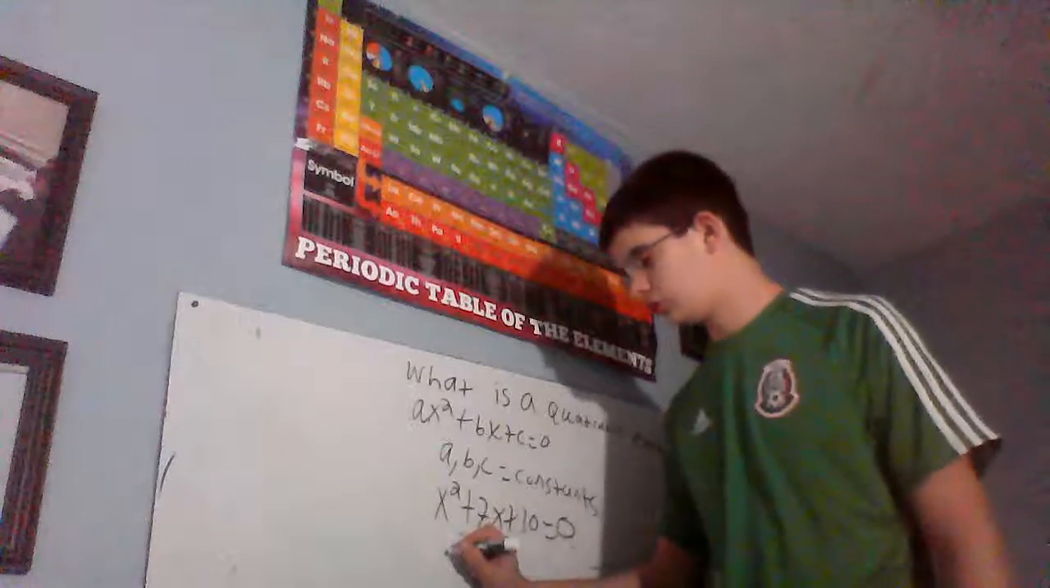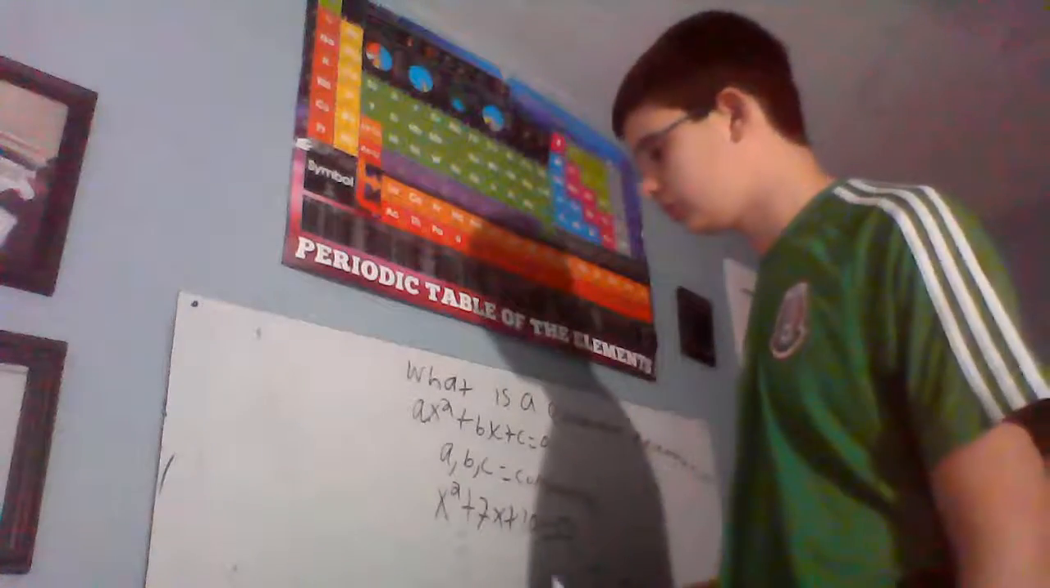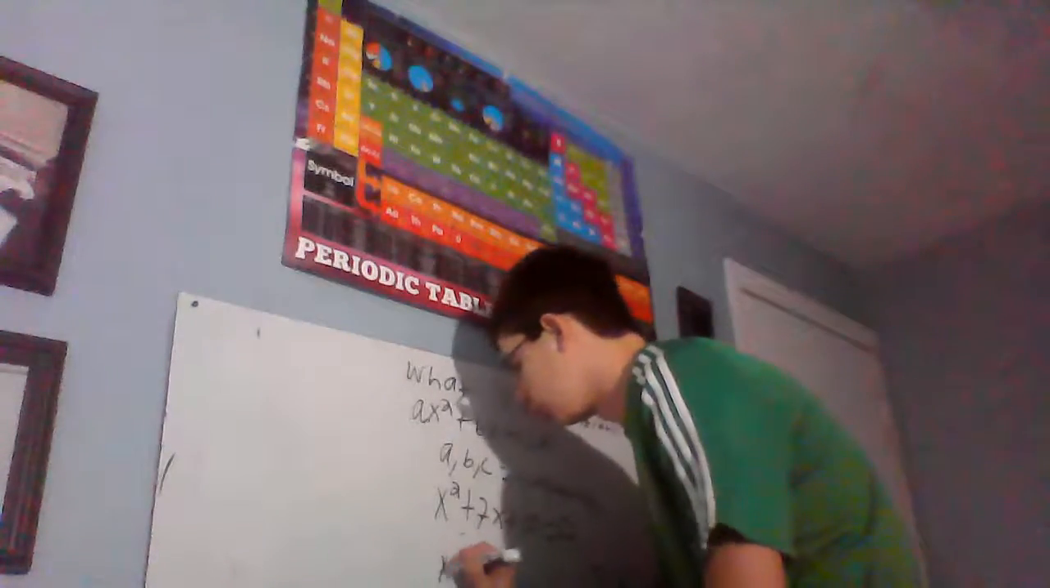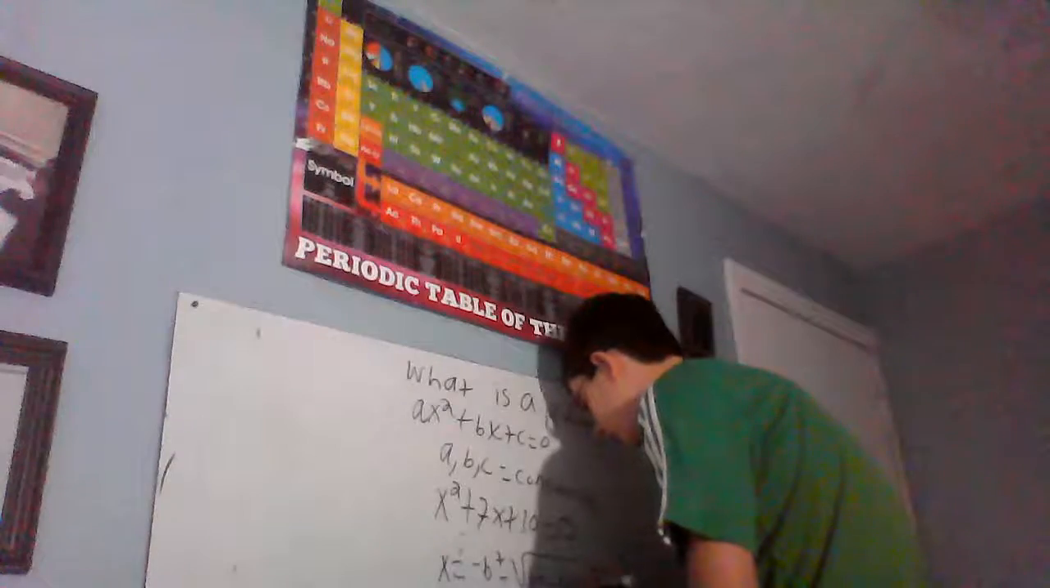Now, in order to solve this equation, you can use one of two methods. Either A, just the quadratic formula, which we will learn in a second, or B, the factoring method. So, the quadratic formula is x equals negative b plus or minus radical b squared minus 4ac over 2a.